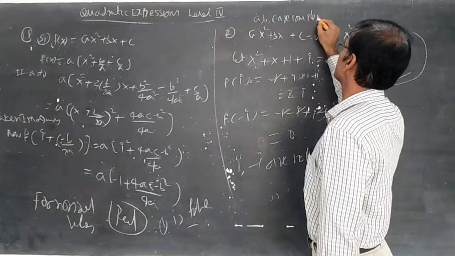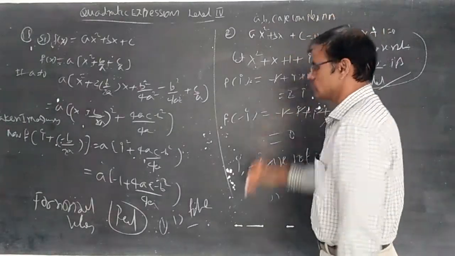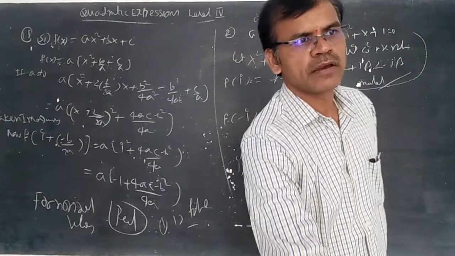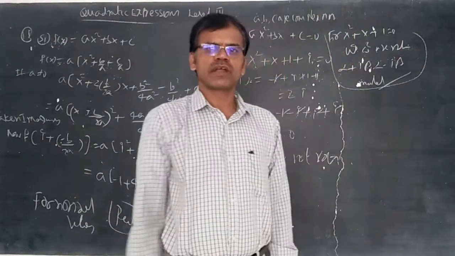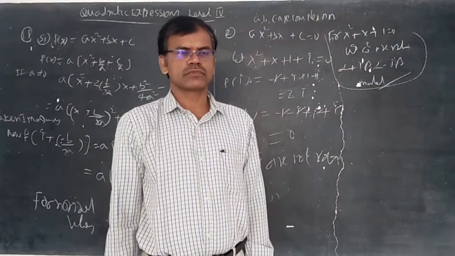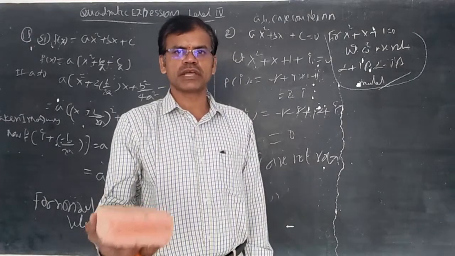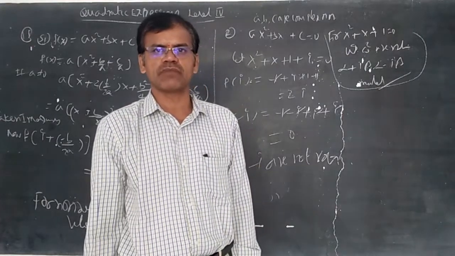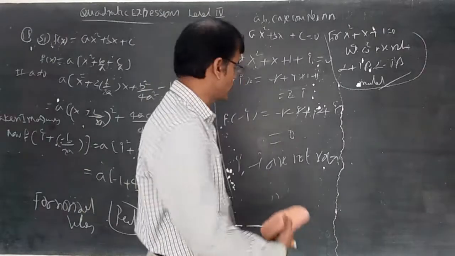Complex numbers are different from real numbers. If a, b, c are real, then if delta is less than 0, the roots are imaginary. The two roots exist as conjugate pairs, in the form alpha plus i beta and alpha minus i beta.